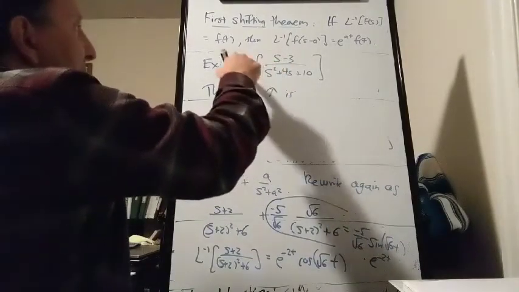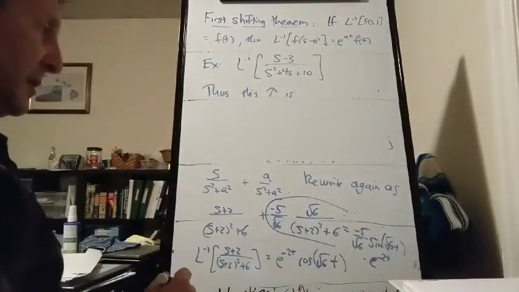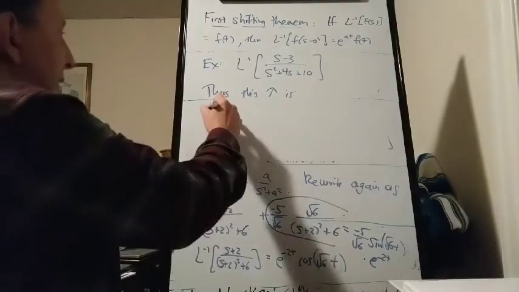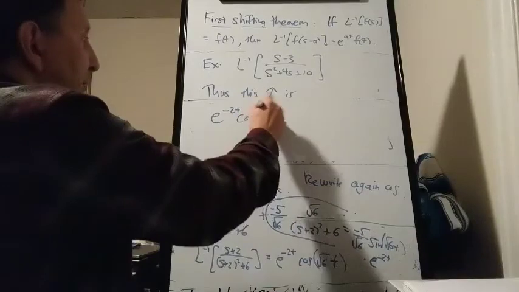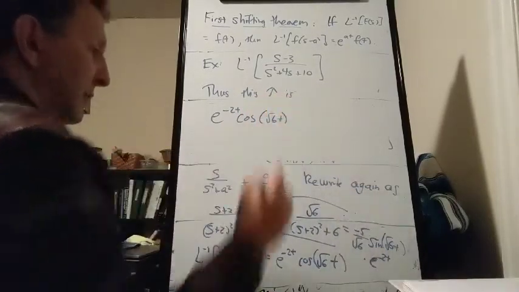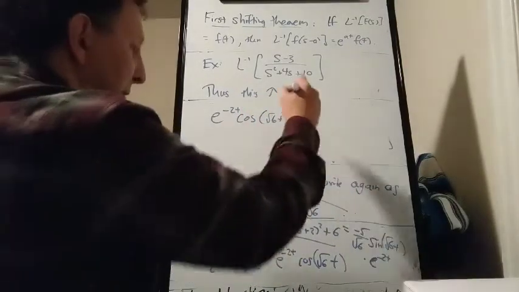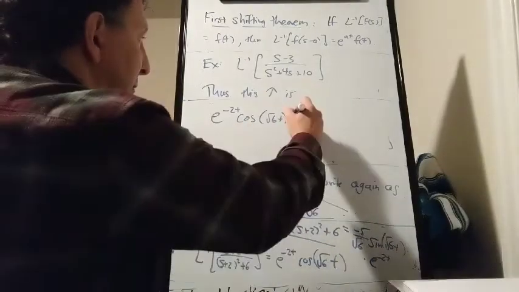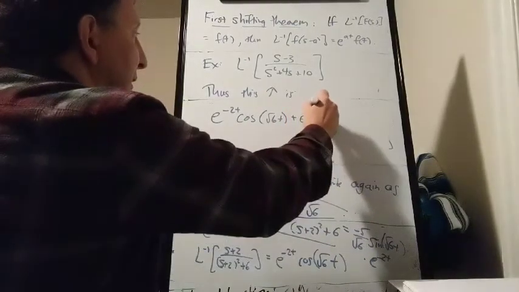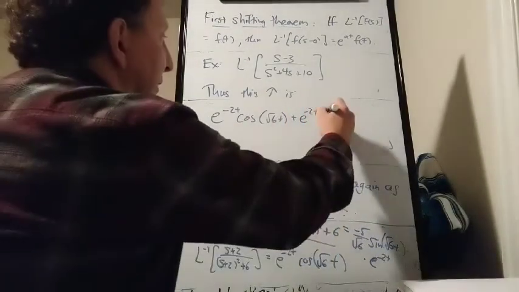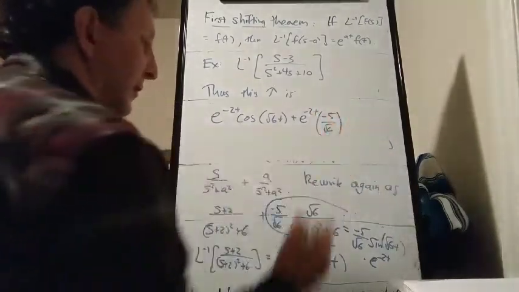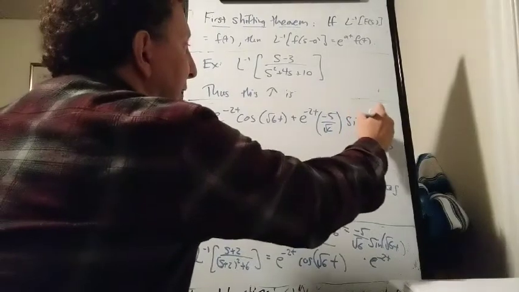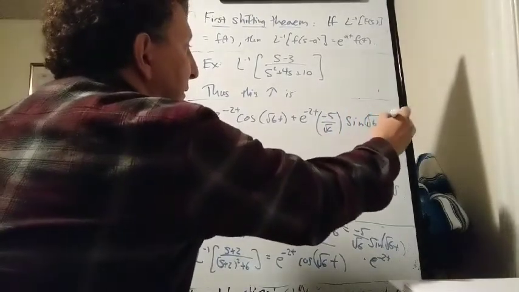So it turns out that L inverse of this fraction is e to the negative 2t cosine square root of 6t plus e to the negative 2t negative 5 over square root of 6 sine of square root of 6t.